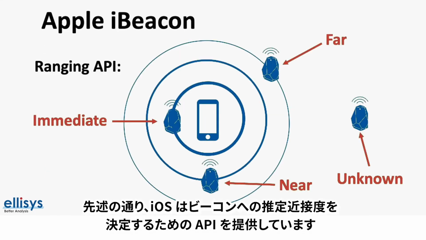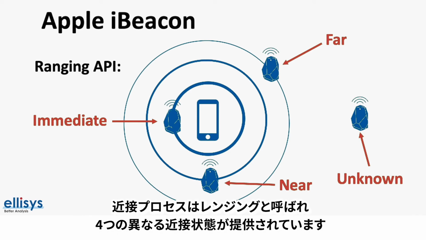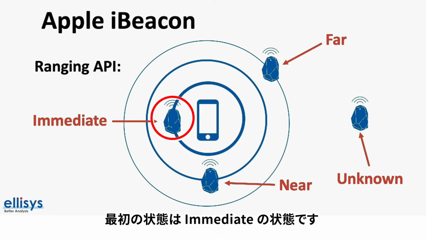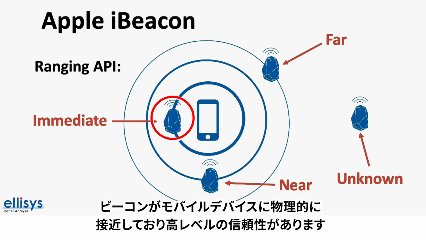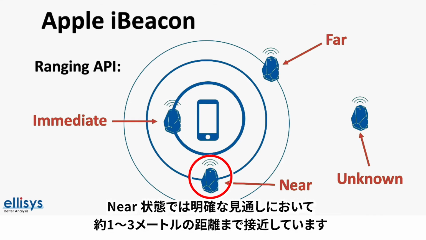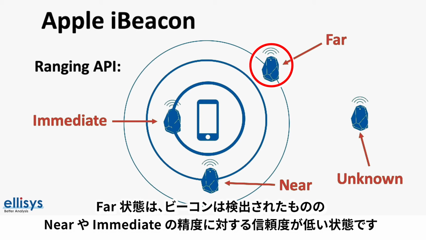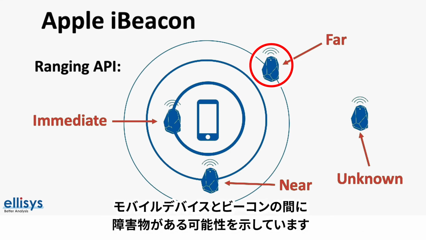As we mentioned previously, iOS provides APIs for determining the estimated proximity to a beacon. The proximity process is referred to as ranging, and it provides 4 different proximity states. The first state is the immediate state. It provides a high level of confidence that the beacon is physically close to the mobile device. The near state provides a proximity of around 1 to 3 meters with clear line of sight, and the far state indicates that the beacon is detected but confidence in accuracy of near or immediate is low, and it could be due to obstacles in between the mobile device and the beacon.